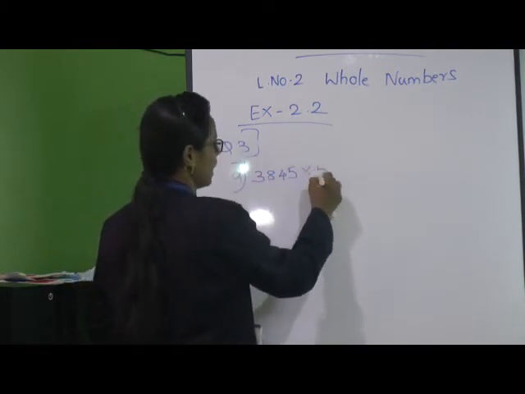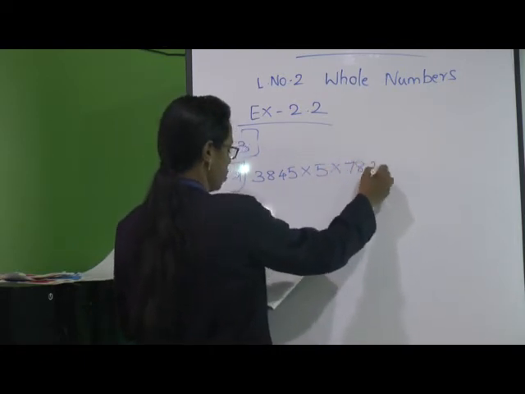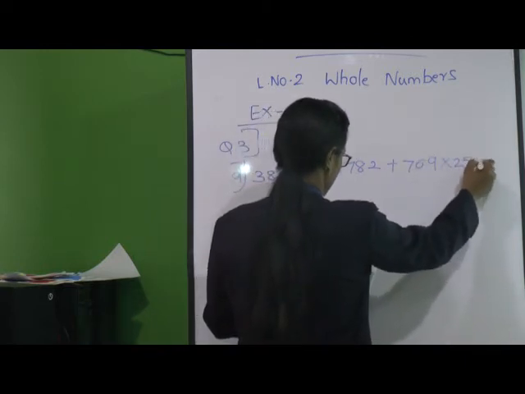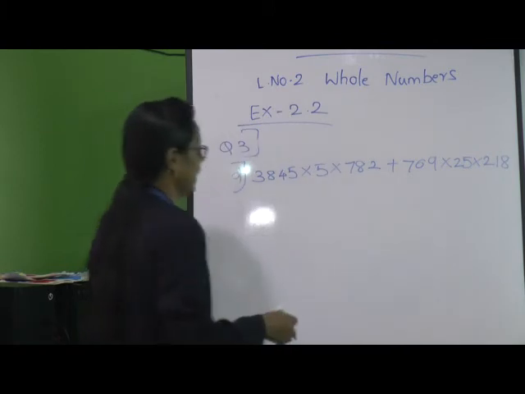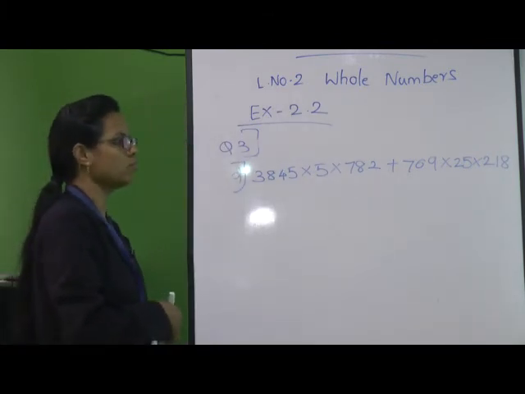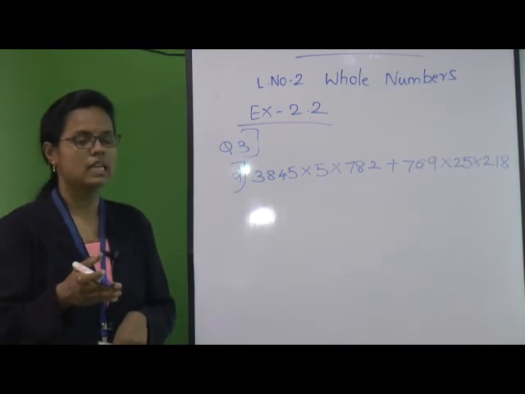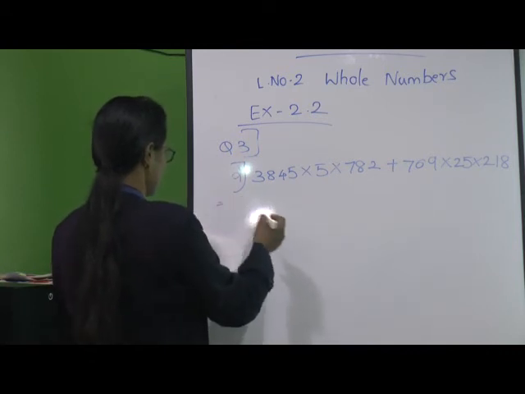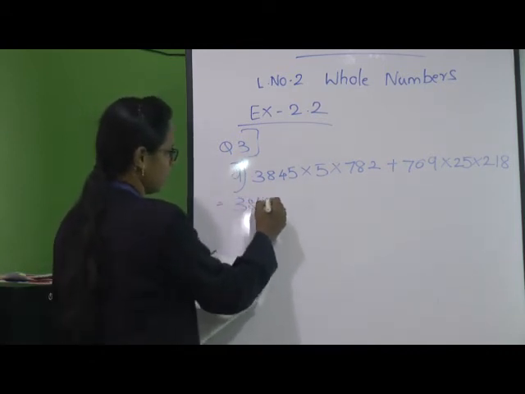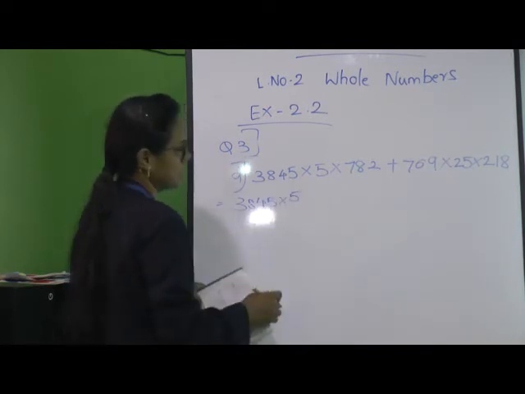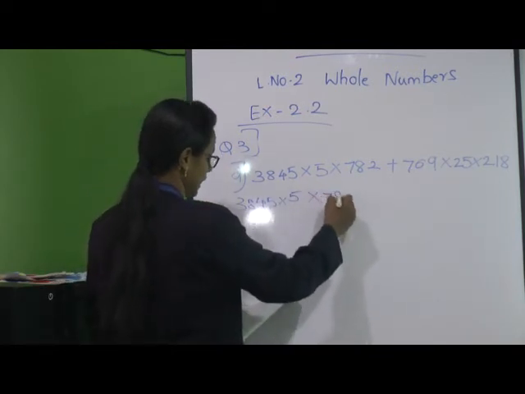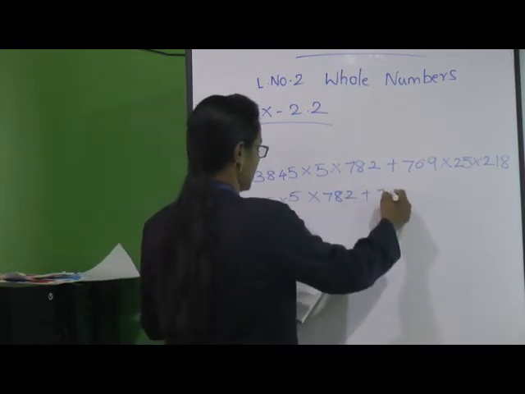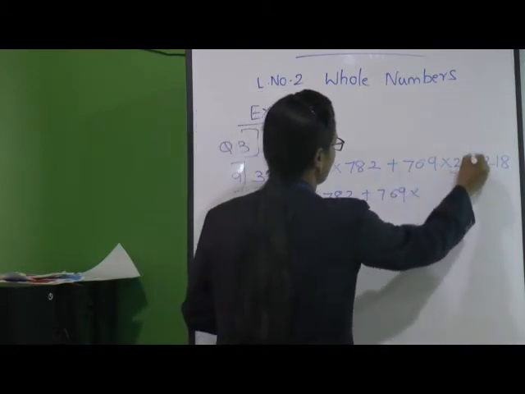3,845 into 5 into 782 plus 769 into 25 into 218. Now see students, we have many numbers in these questions and those are different. So let us see how to solve it. Let us take 3845 into 5 as it is. Next into 782 also as it is. Then 769 multiplied by 25.